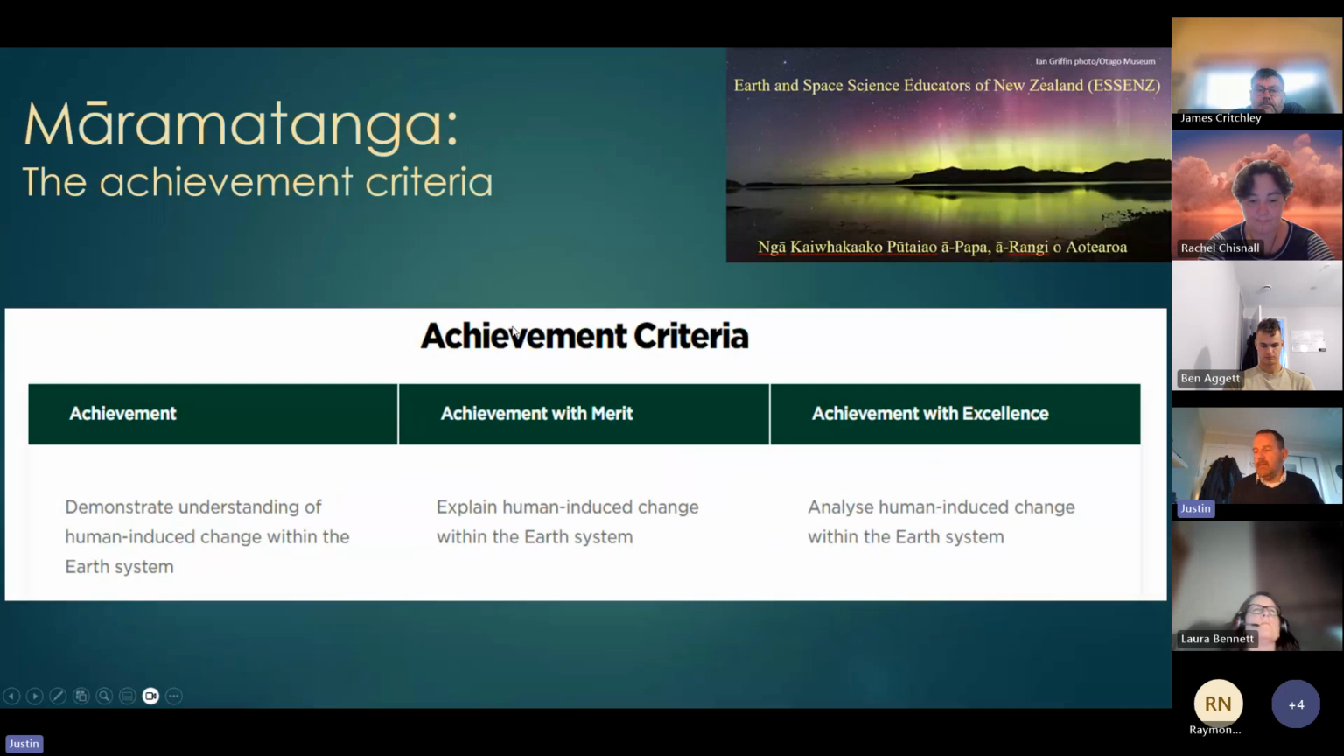So on to the standard. Hopefully everybody's pretty familiar with the achievement criteria. So the main part of the standard is demonstrating understanding of human-induced change within the Earth system. And for merit, they need to explain that human-induced change. And then for excellence, they need to analyze that human-induced change.